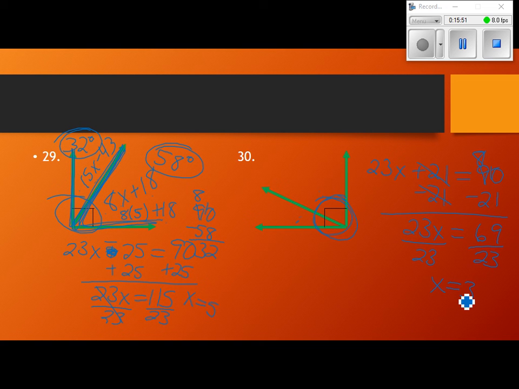We take that and we plug back in. This angle right here was 13x. So I'm just going to plug in 3 right there. 13 times 3 is 39. So this angle is 39 degrees. We knew that the whole thing was 90. So you take 90 minus 39. Borrow. That's 1, 5. So this angle up here is 51 degrees.